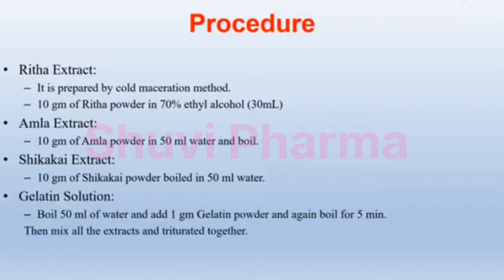Gelatin solution is prepared by adding 1 gram of gelatin powder to 50 ml of water and it is boiled for 5 minutes. Then we have to mix all the ingredients, that is Reetha extract, amla extract, shikakai extract and gelatin solution, and triturate them together. Then at the end, the essence, that is rose oil, and methyl paraben are added, and citric acid is used to adjust the pH of the shampoo.